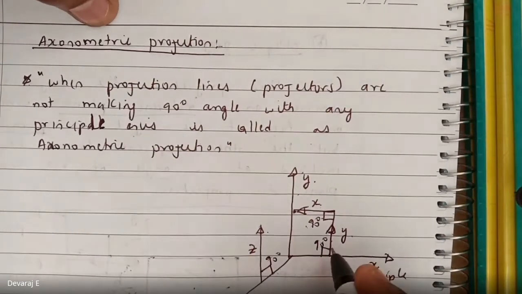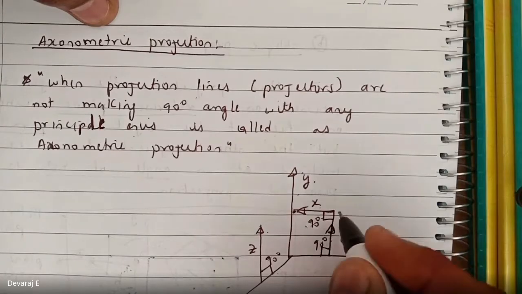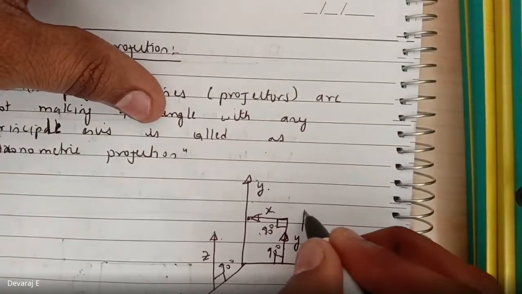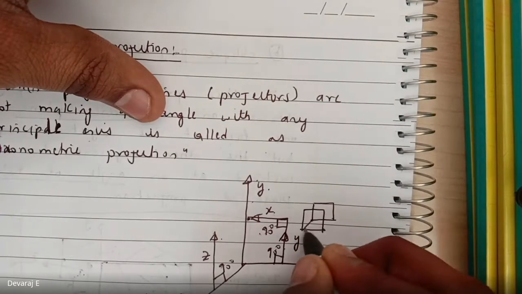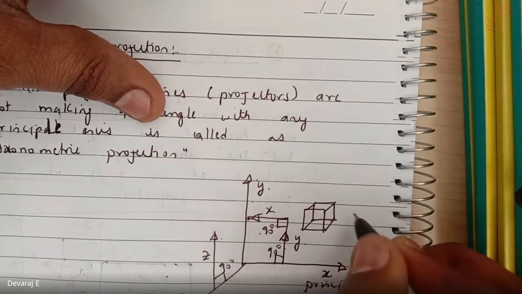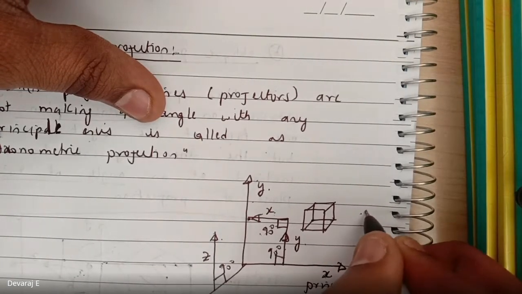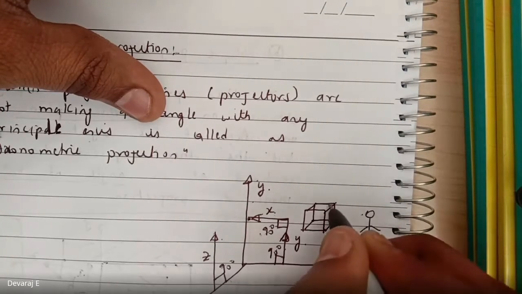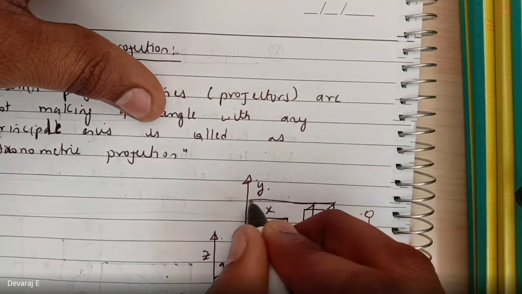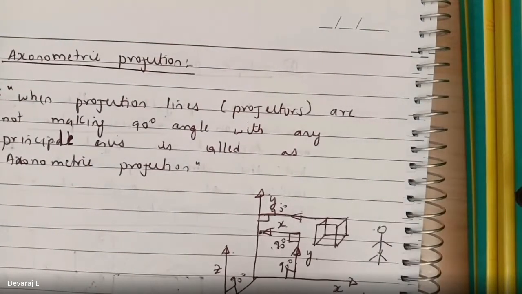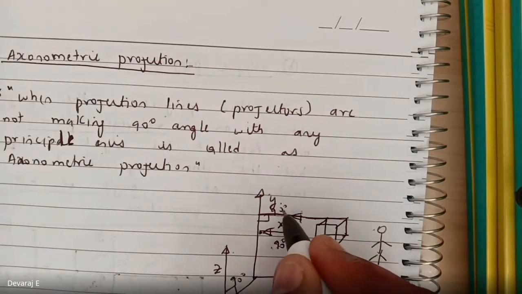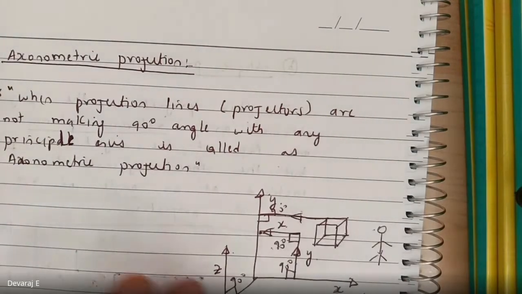Axonometric means the projectors, for example if this is the object and you have the observer here, the line of sight should not follow a straight path. This is 90 degrees, right, students? So this is not an axonometric projection. It should not represent 90 degrees. I will explain this case now.